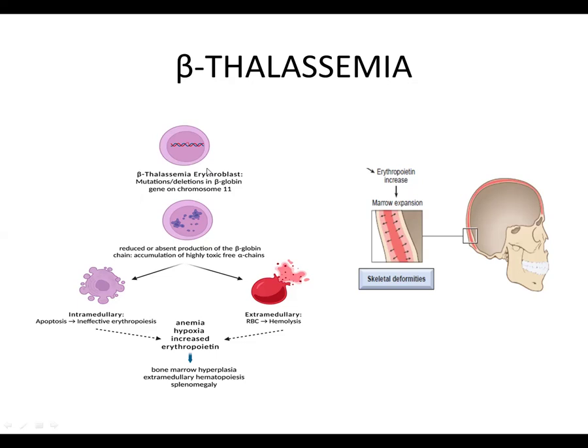Also, because the RBCs that are being formed in the bone marrow are not properly functional, extramedullary hematopoiesis also starts. So the liver, the spleen, and the lymph nodes also start making blood cells.